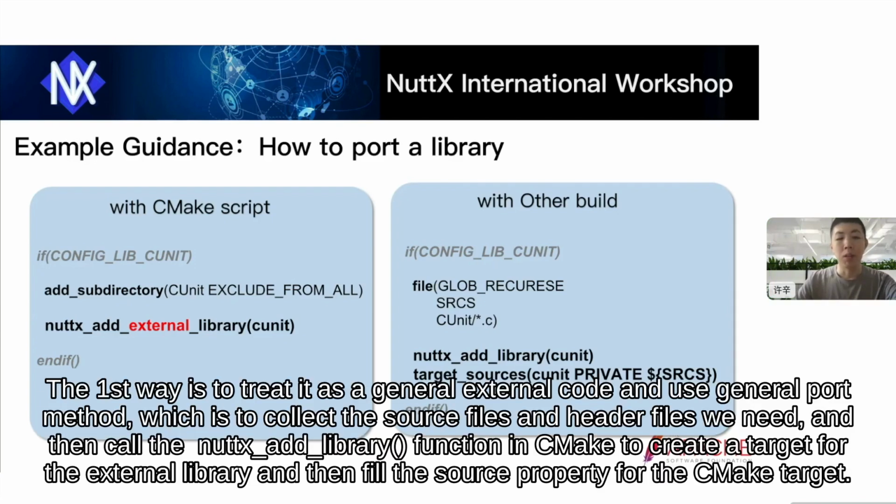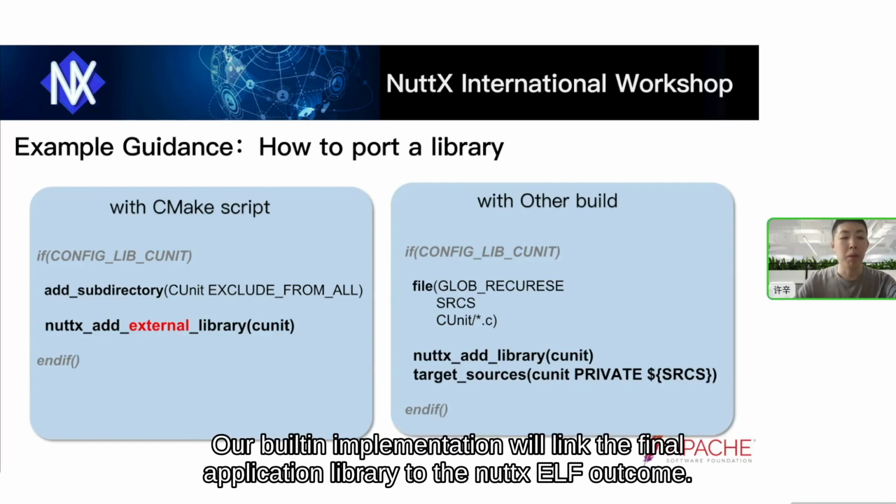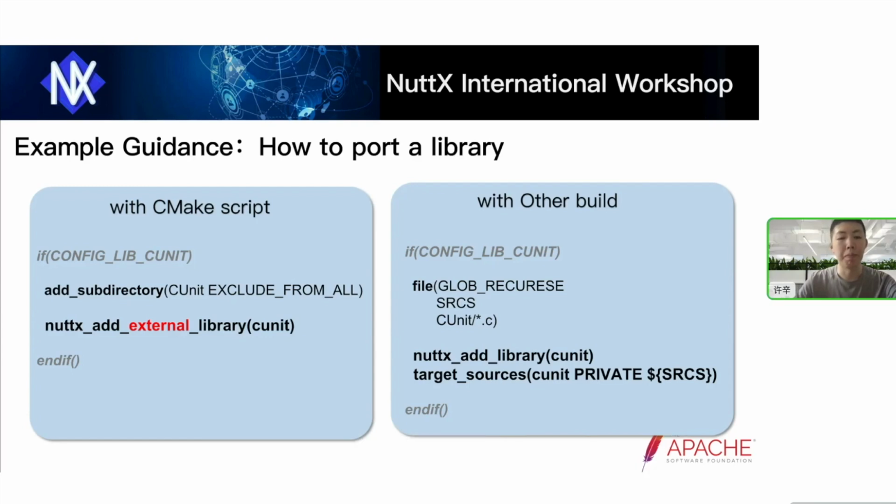The first way is to treat it as general external code and use the general port method, which is to collect the source files and header files we need, and then call the nuttx_add_library function in CMake to create a target for the external library, and then fill the source property for the CMake target. Our built-in implementation will link the final application library to the NuttX ELF outcome.